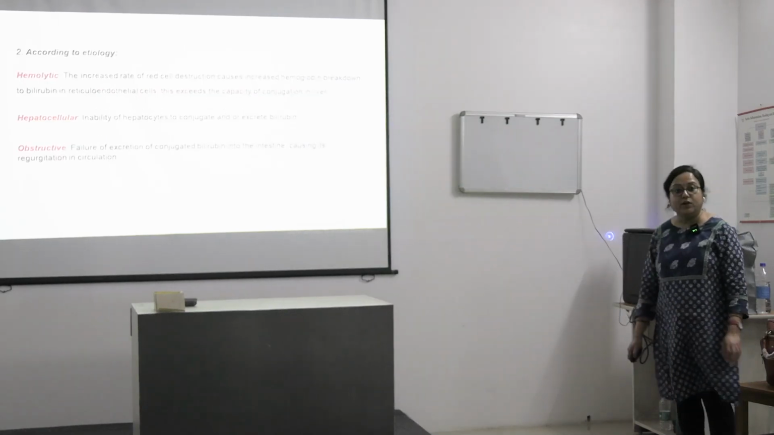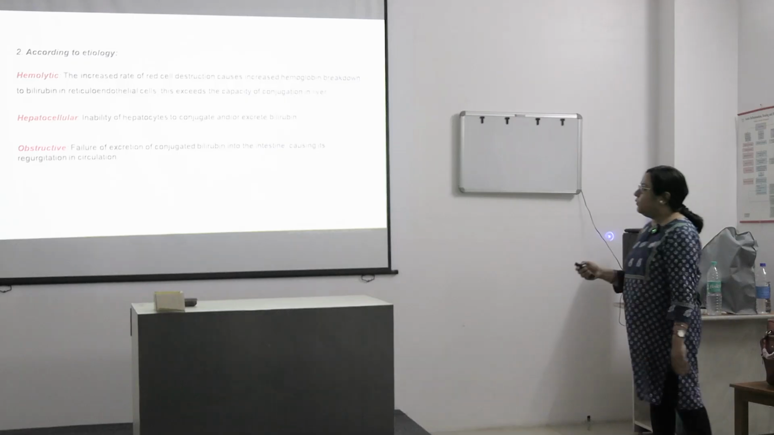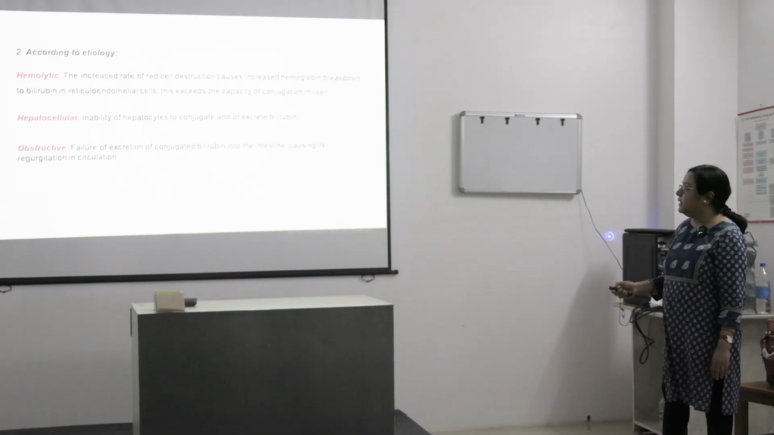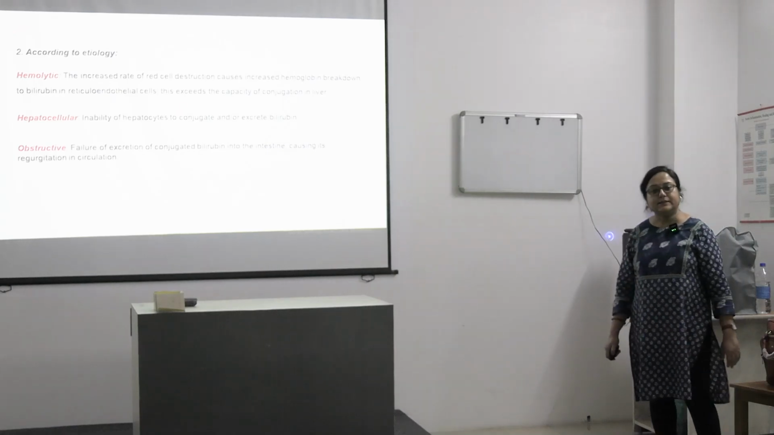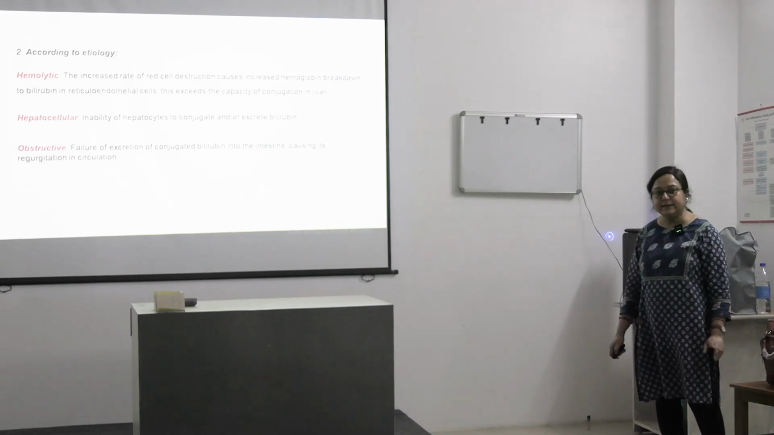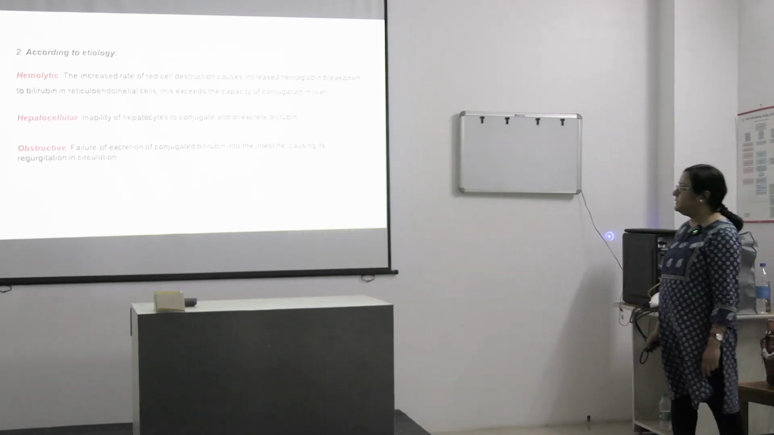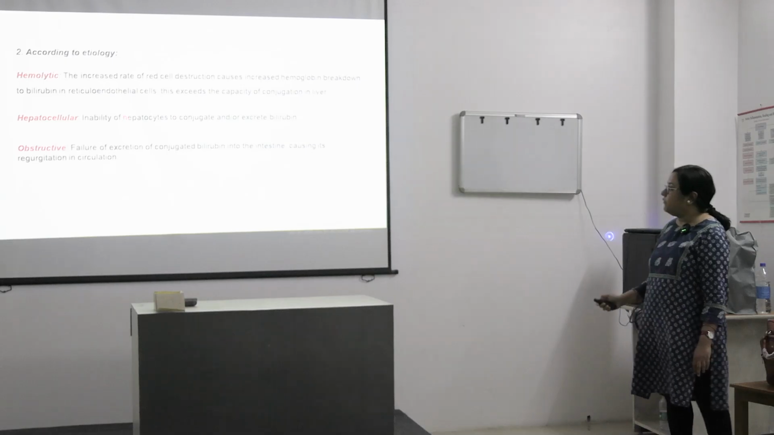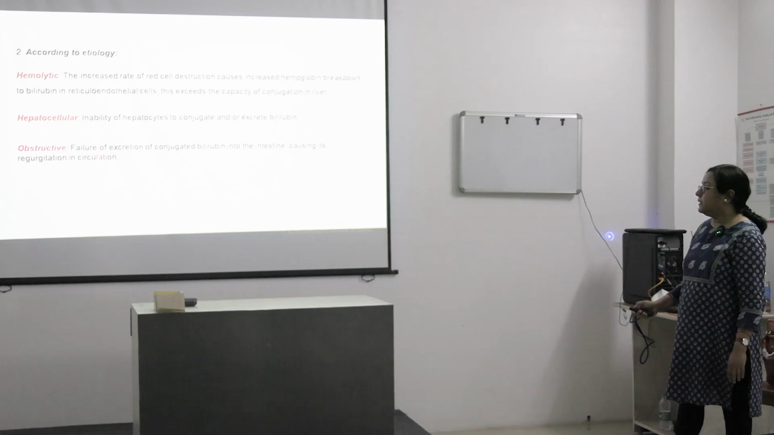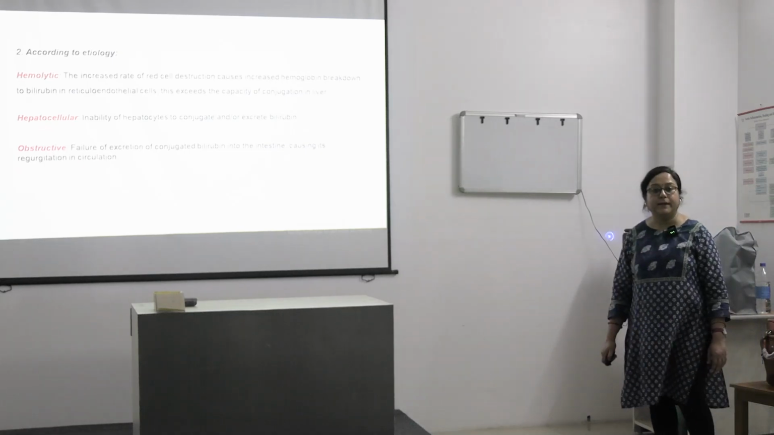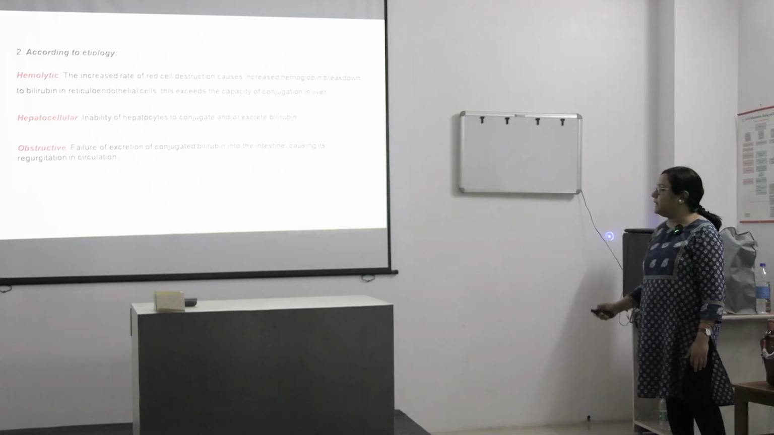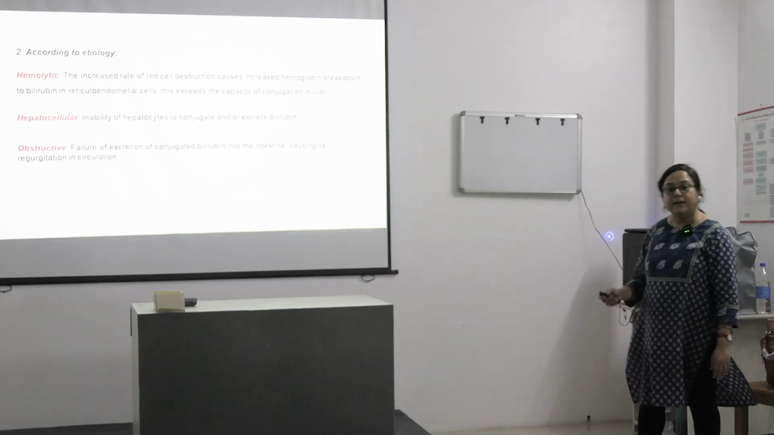Next, according to etiology we can classify jaundice. One is hemolytic, hepatocellular and obstructive. Hemolytic means due to increased RBC destruction. There is increased hemoglobin breakdown, so that is hemolytic. Hepatocellular means the hepatocytes are affected and they cannot conjugate or excrete bilirubin. And the third one is obstructive jaundice, that means the bilirubin that is formed cannot be excreted into the intestine, so it is regurgitated in the circulation.